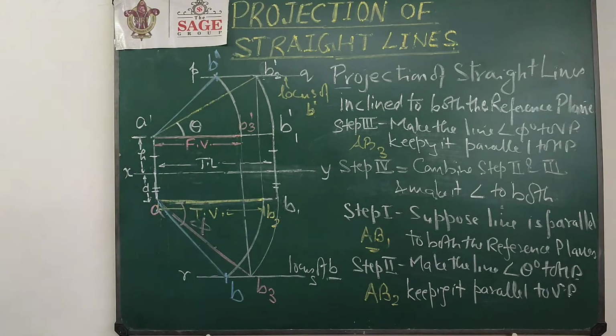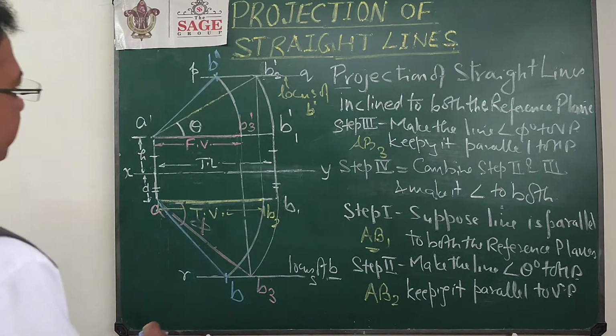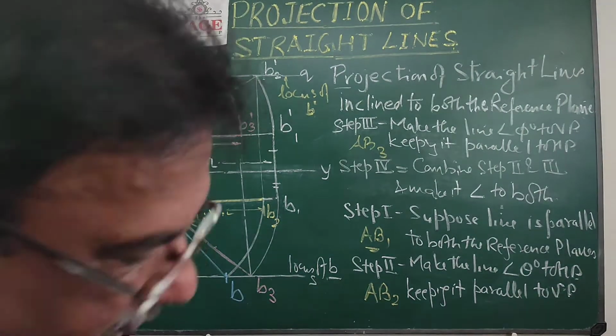We got the final line. Look at this line. This line is inclined to both. This last blue line will be A dash, B dash and AB. This line is inclined to both the planes. So this is the way.